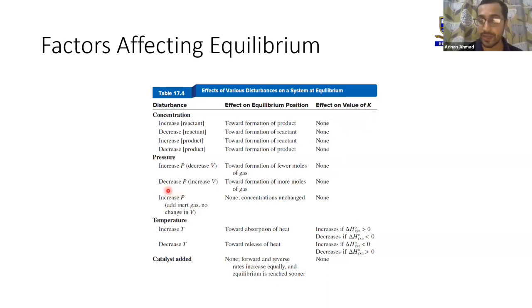If we decrease the pressure, in other words, we are increasing the volume. So on which side will the reaction move? It will move toward the formation of more molecules of gas, toward the side where we have more moles. And again, there will be no change in the concentration or in the chemical equilibrium constant.